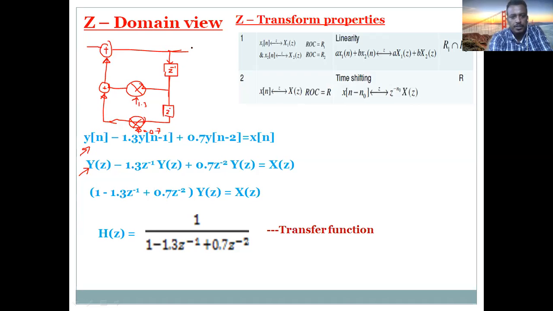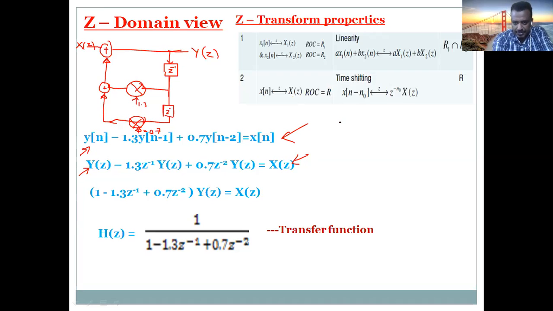So output is a function of Z, input is a function of Z. Now this is a Z domain representation. So this is the time domain difference equation. Everything is transformed into Z domain.